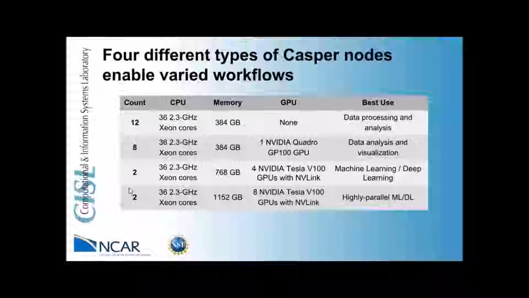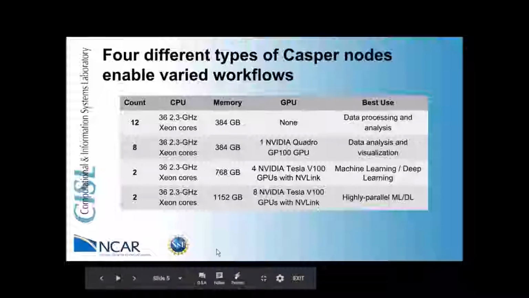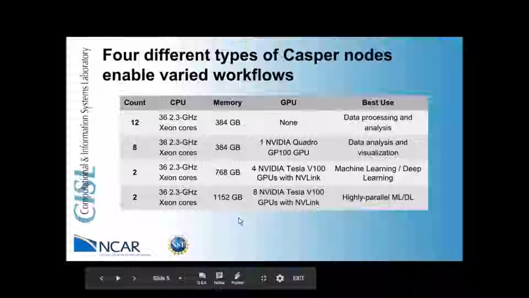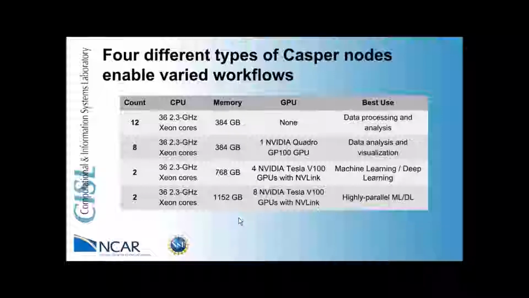And then we have these 2 nodes, which have even more memory, over 1 terabyte each, and 8 Volta 100 GPUs. So here you could do highly parallel GPU applications. Now, obviously, there's only 2 of each of these, so if you're requesting them and they get popular, you might have more of a wait than if you have a more general request on Casper. So I wouldn't run just an NCL script on these nodes, because it's not going to be the best place for them unless you have an incredible memory requirement. But even there, there are ways to do those on these nodes as well.